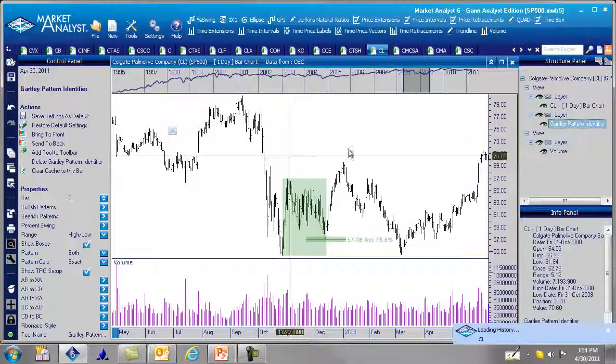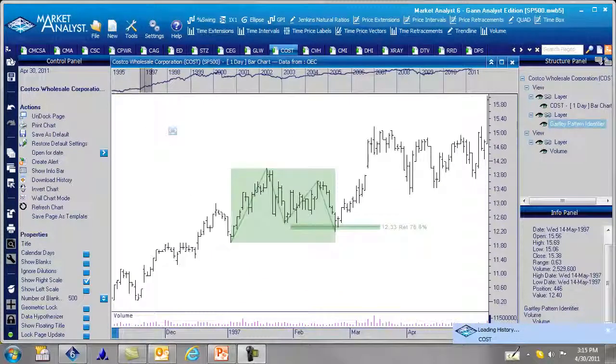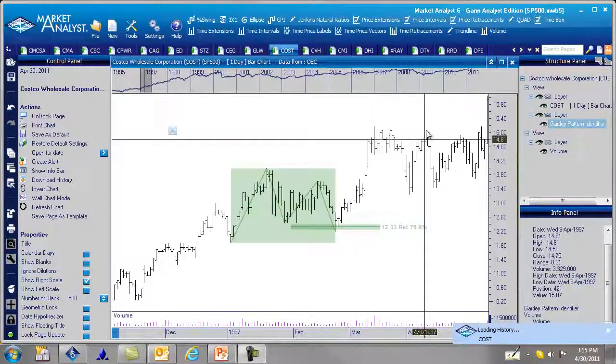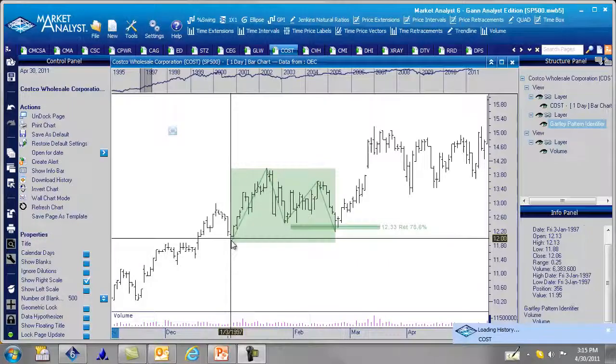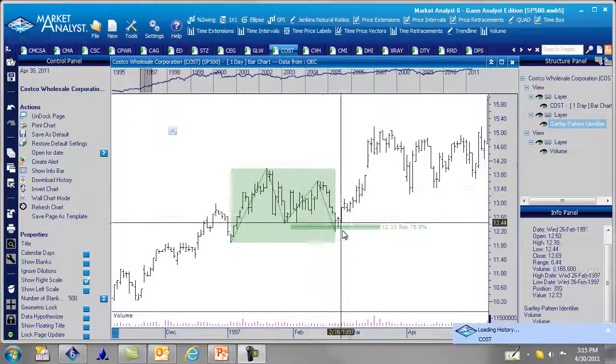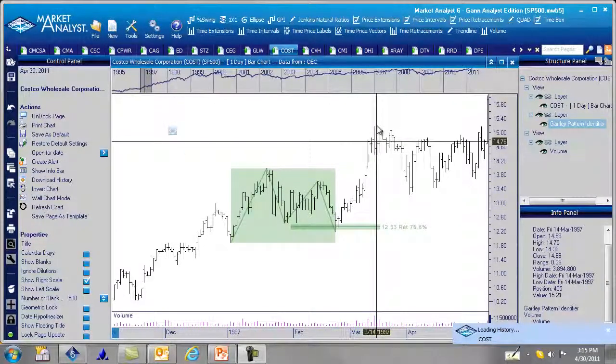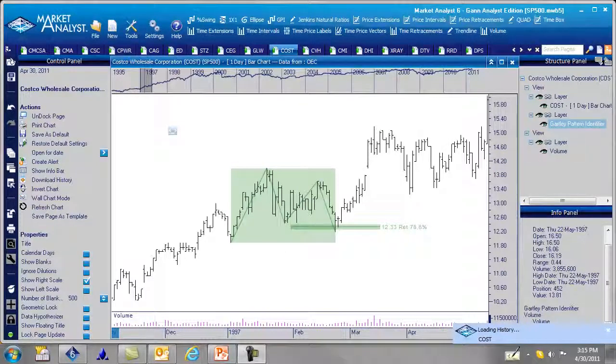Let's look at another example. Here's a nice little TCG 786. We have a trend followed by a counter trend, hits 786 here and moves up nicely. Let's look at another example.